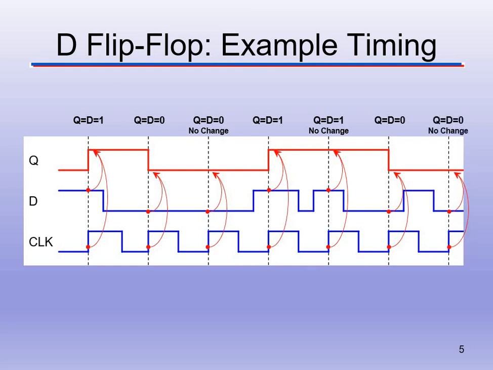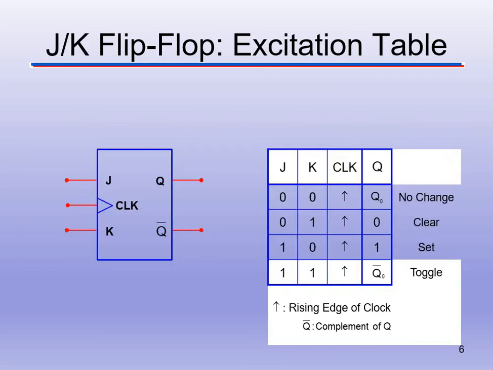The arrows are showing that Q follows D only on the rising edge of the clock. It doesn't matter what happens between the clock edges. Only when the rising edge of the clock hits does Q follow D. If you can just remember that Q follows D on the rising edge, you will completely understand a D flip-flop. So that's how D's excite.